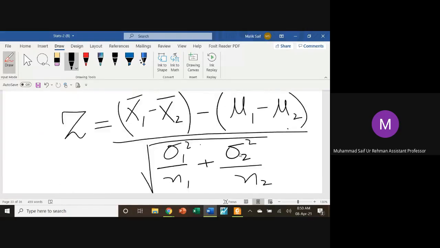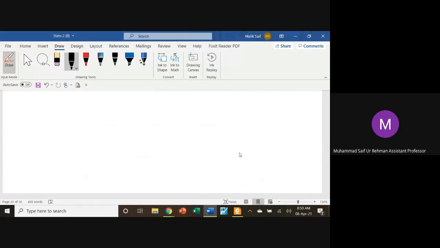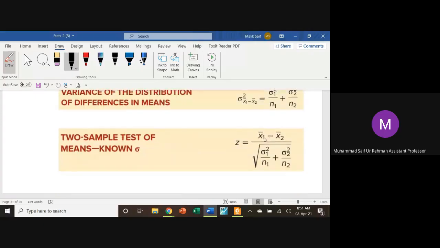So therefore, in your book, the formula is only up to x1 bar minus x2 bar, and there is no explanation, or you can say there is no information regarding mu1 minus mu2. Because mu1 minus mu2 is there, but that is equal to 0, so there is no need of writing that over here.